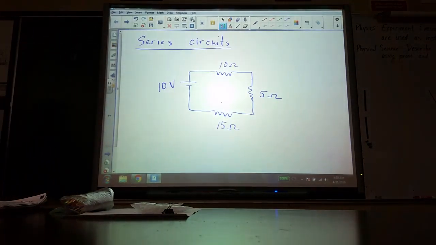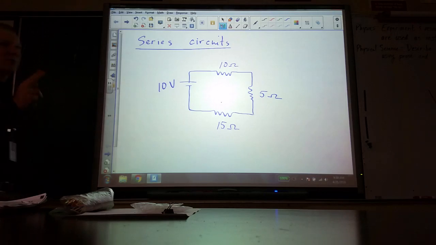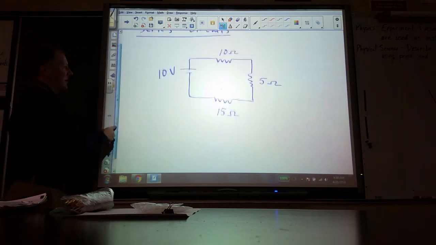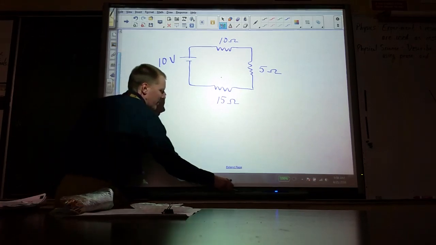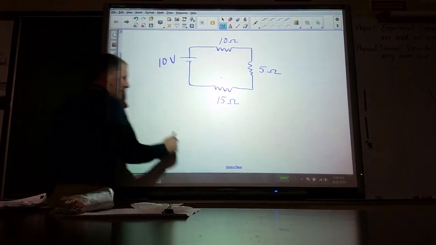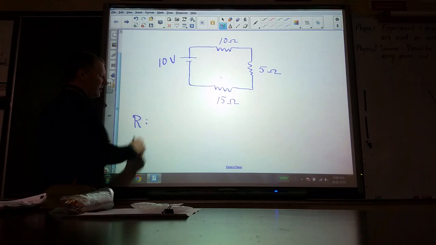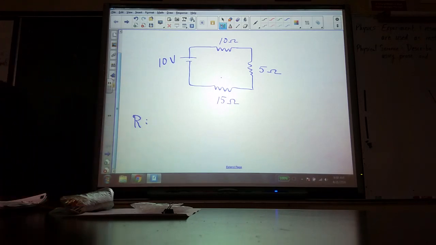And now we had three rules that we'll talk about for each circuit, one for voltage, one for current, one for resistance in the circuits. So let's start with the easiest one. What can you tell me about resistance in a series circuit? Yes? You just add them all up. Just add them all up.